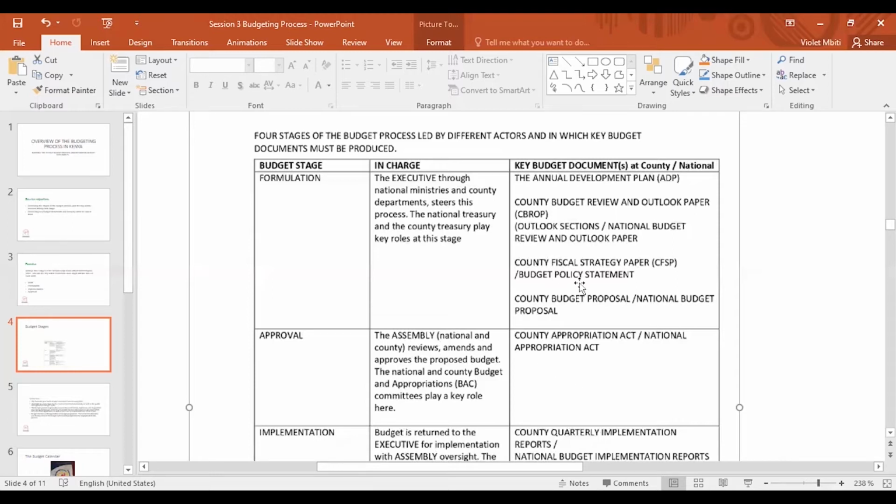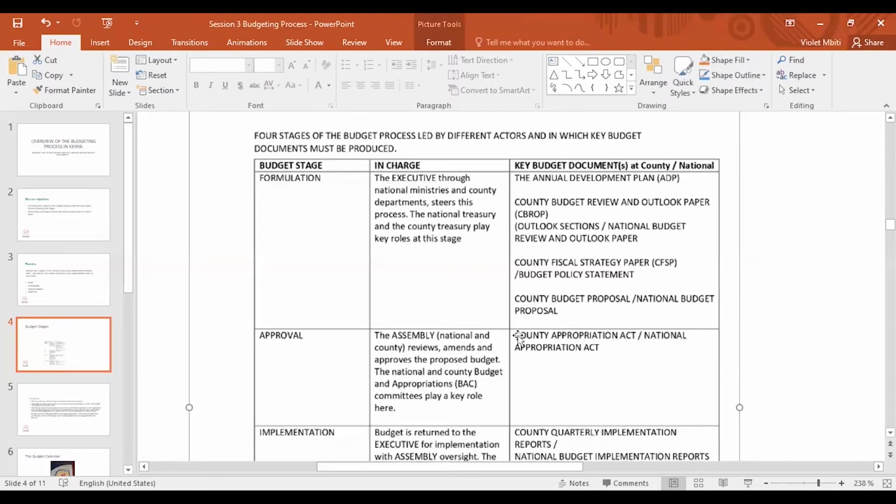So the key budget document that needs to be produced at this point is the County Appropriation Act or the National Appropriation Act. This one has to be approved by May or by June. When it is approved by the county assembly, it becomes the budget for the next financial year for that particular county. Okay.